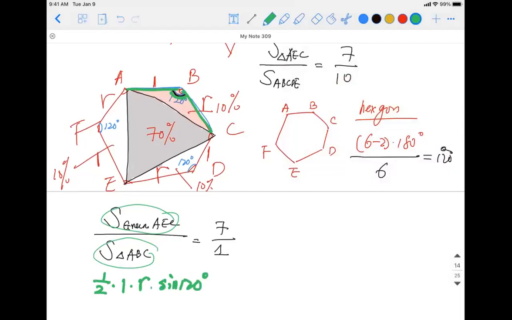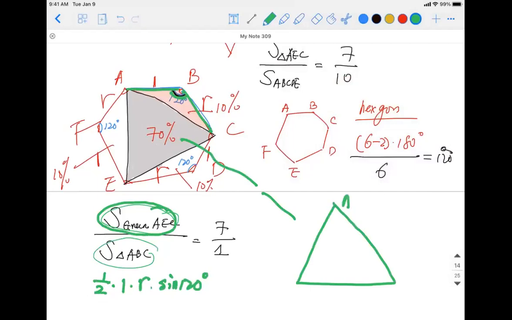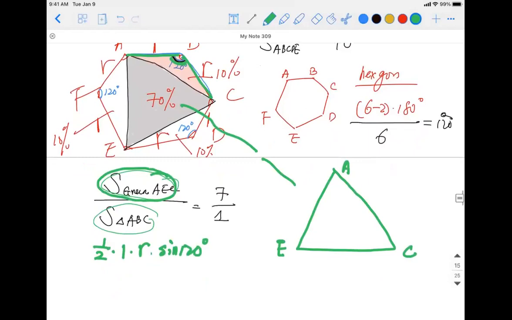Okay, what about this? How can I determine the value of my triangle AEC? I have to drag it out. Triangle AEC. Okay, not to say the other stuff, let me ask you a quick question.